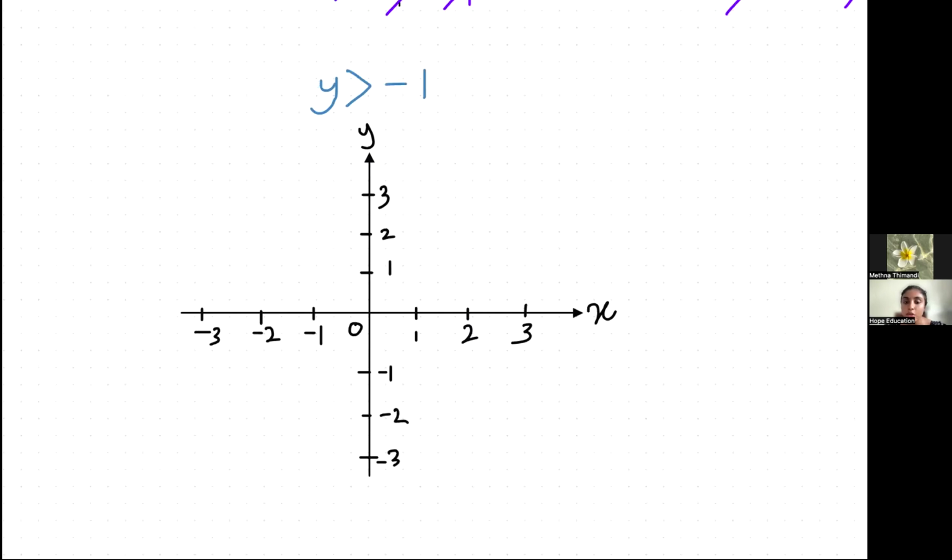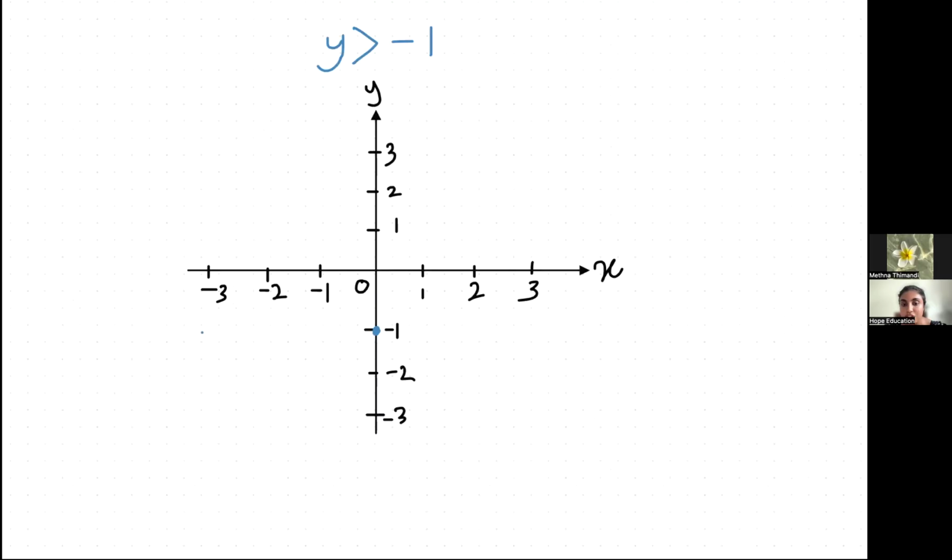To see a y value, you have to look at the y axis. On the y axis, -1 is right here. Here it is only y is greater than -1. There is no "greater than or equal" part. So you draw a dashed line through -1 like this.